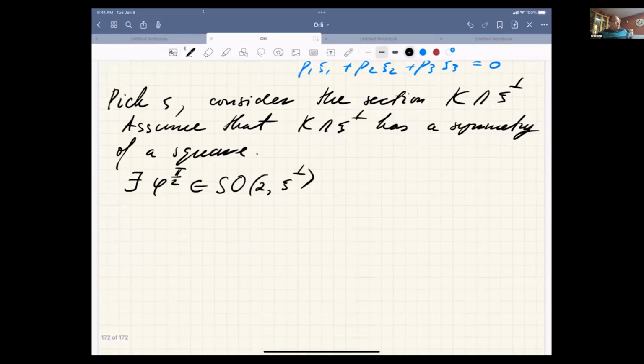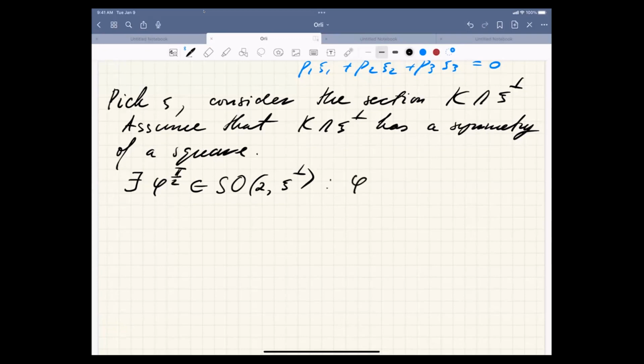Oh, excuse me, please. Let me close the window just a second. Okay, I apologize. Okay, so there exists a rotation phi. Sorry. May I ask you a question?